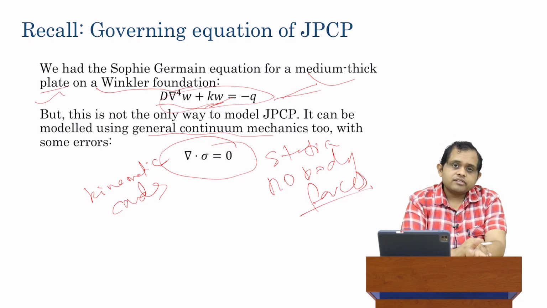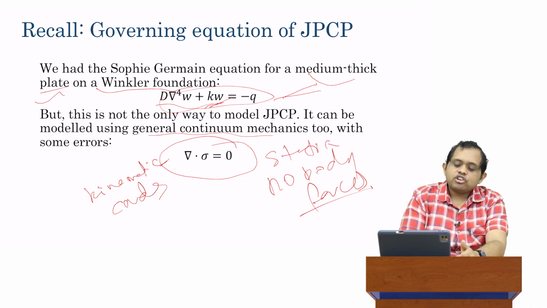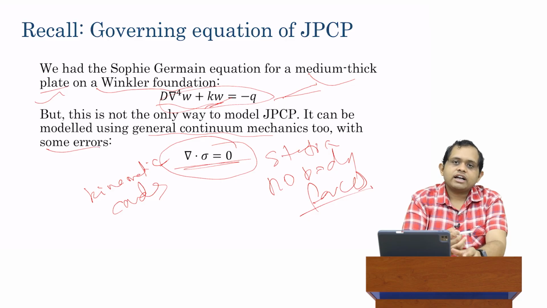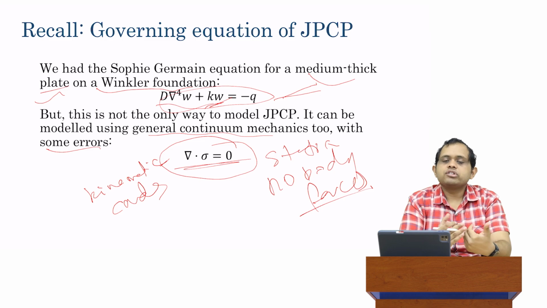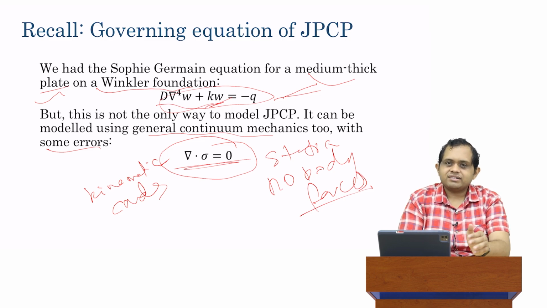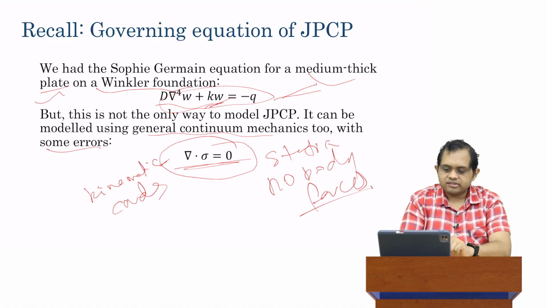If you don't make that assumption, you can still analyze JPCP using the equation del dot sigma equals 0. The problem is you are still going to get some more errors. In this case, you will see some amount of transverse shear occurring, and you have to have a very fine mesh in order to minimize that transverse shear. So that's two different ways of using the finite element method. It's not very important to understand the details at this point, but I just want to show there are alternative ways to do these analyses.